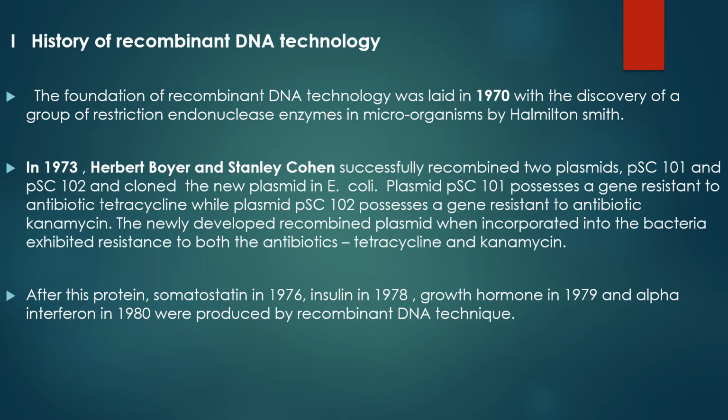Plasmid pSC101 possesses a gene for resistance to the antibiotic tetracycline, while plasmid pSC102 possesses a gene for resistance to the antibiotic kanamycin. The newly developed recombined plasmid, when incorporated into the bacteria, exhibited resistance to both the antibiotics tetracycline and kanamycin. After this, the proteins somatostatin in 1976, insulin in 1978, growth hormone in 1979, and alpha interferon in 1980 were produced by recombinant DNA technology.